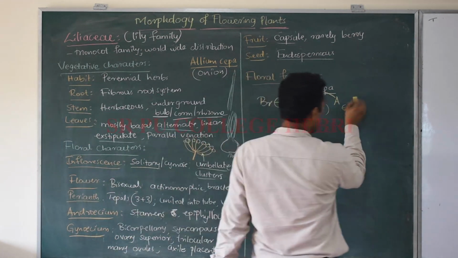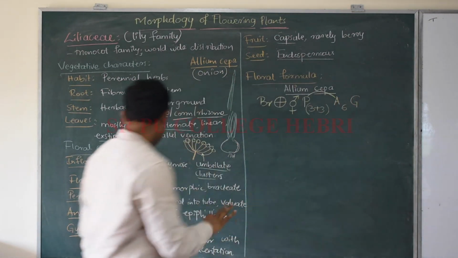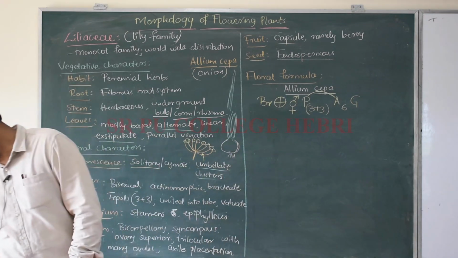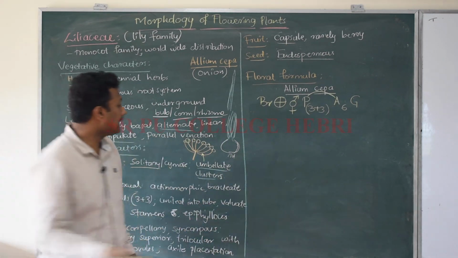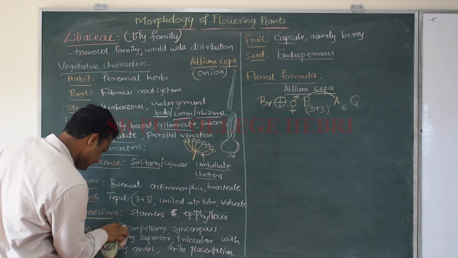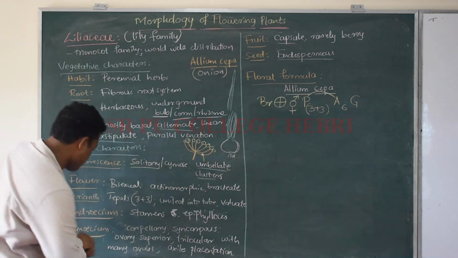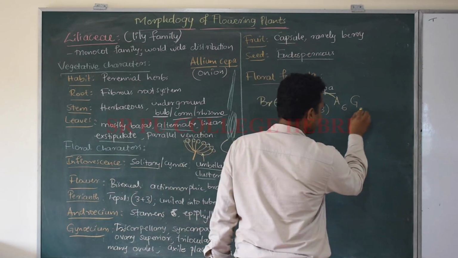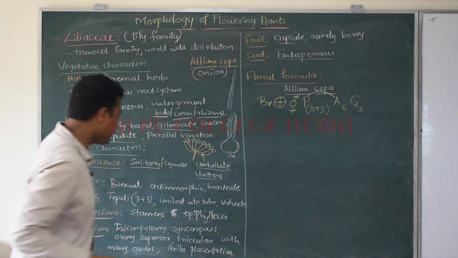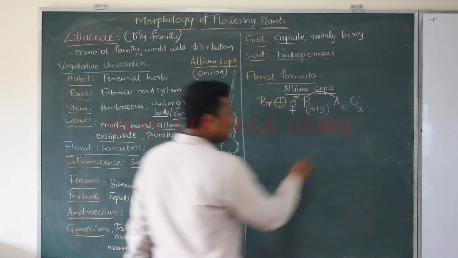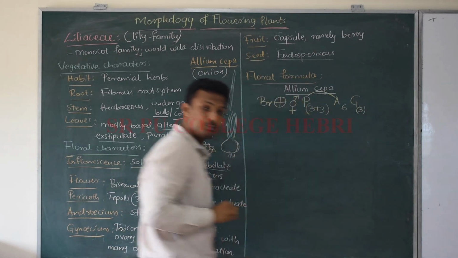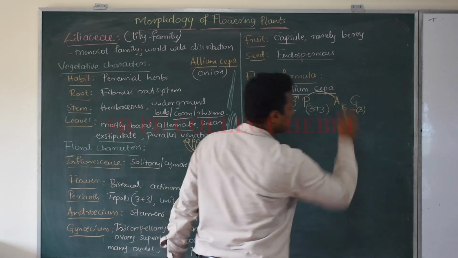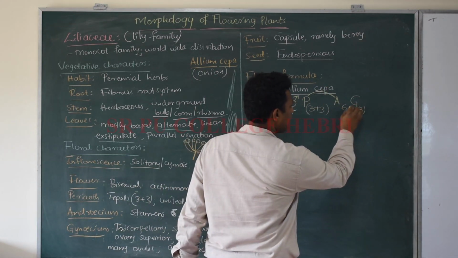Then Gynoecium. How many? It is bicarpellary, right? That means 2. So sorry, it is not bicarpellary, it should be tricarpellary, that is 3, not bi. That means 3 carpels are there, you are going to write it 3. Whether it is fused or free, syncarpous means fused condition, you have to bracket it here. Superior or inferior, it is superior, you just have to draw a line here, that is superior ovary. Okay.